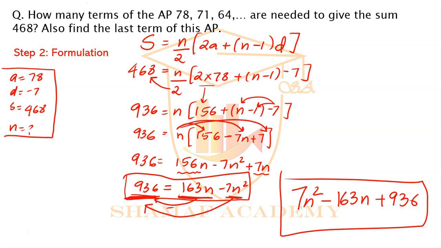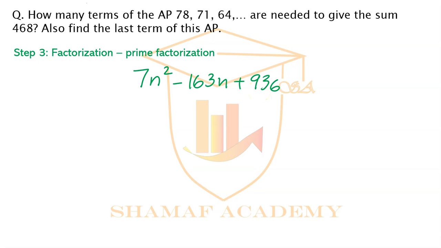And let's move on to the next step, which is prime factorization. So we have our step 3, factorization, and in this step we are going to do the prime factorization. We still have step 4 to do, factorization. Do not worry, it's going to be easy, and this is why I have split this answer into steps so that you understand it better. So we have the quadratic equation 7N squared minus 163N plus 936, and we have to do the factorization of this, which is also called splitting the middle term.